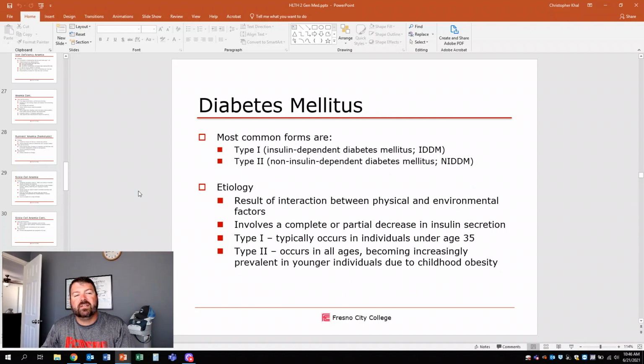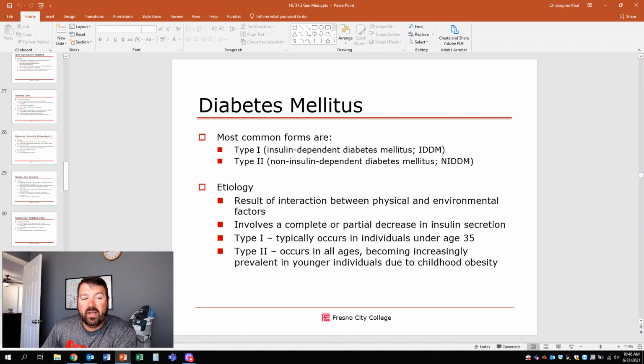All right, next is diabetes mellitus. Everyone knows it's just diabetes. Most common forms are type 1 and type 2. Type 1 is insulin-dependent diabetes mellitus, or IDDM, you might see it. And type 2 is non-insulin dependent diabetes mellitus, or NIDDM.